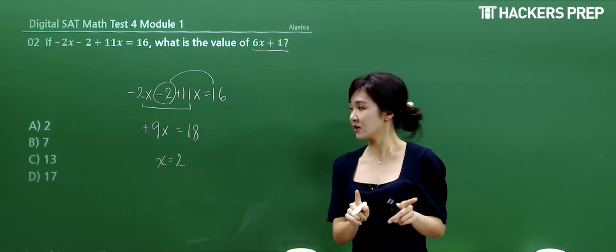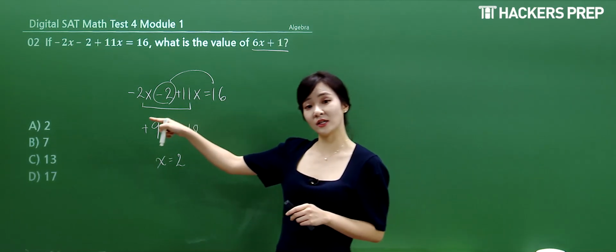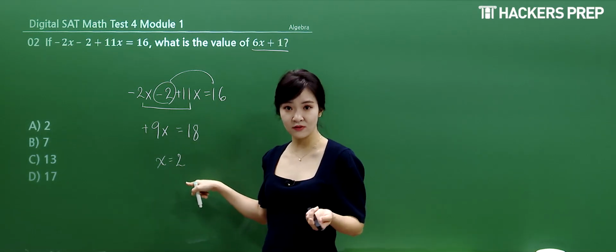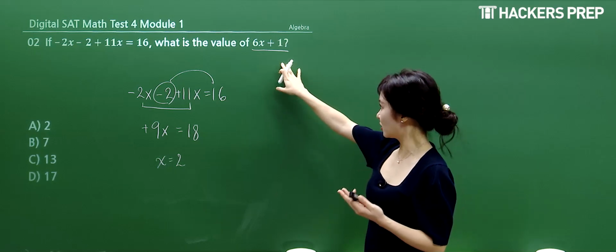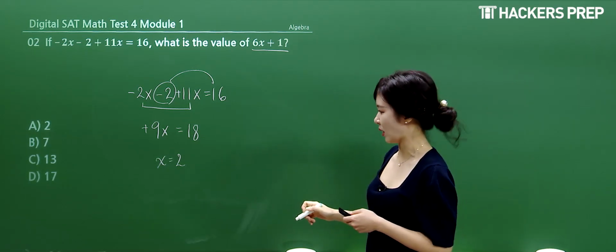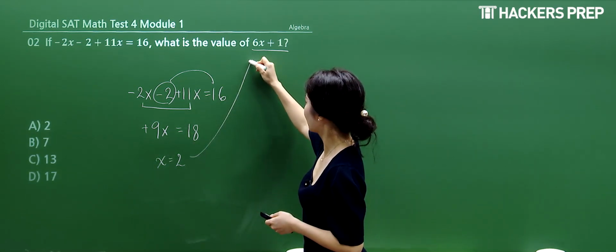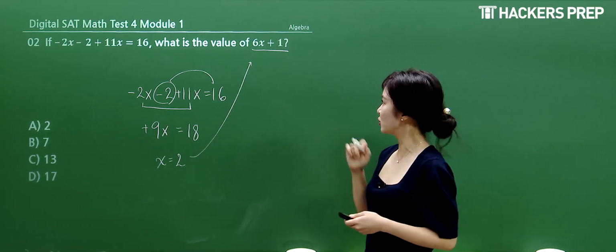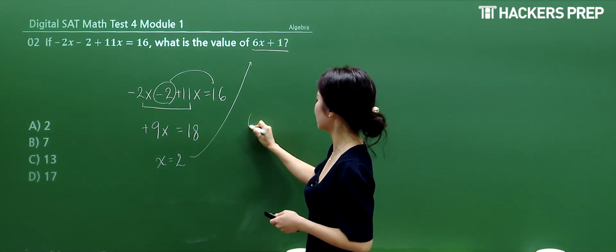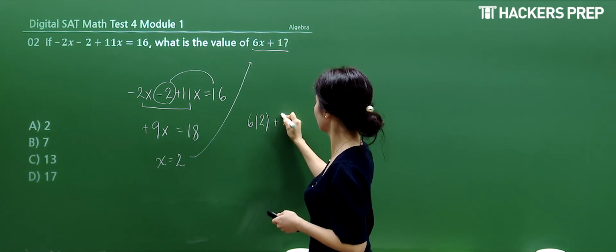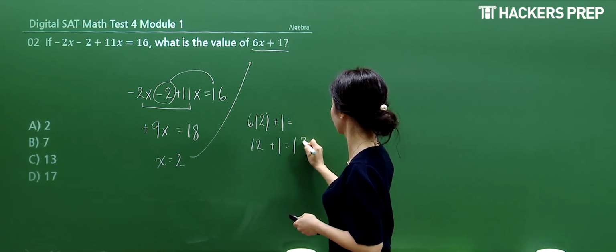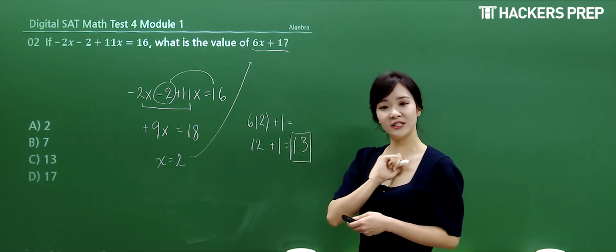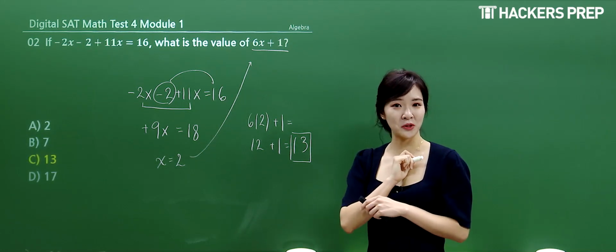Now, that's not the end, and as you can see, the answer options do include 2, but the question is ultimately asking us to solve for the value of 6x plus 1. So we must plug the value of 2 for x into 6x plus 1, which yields 13 as our final answer. So the answer is going to be C.